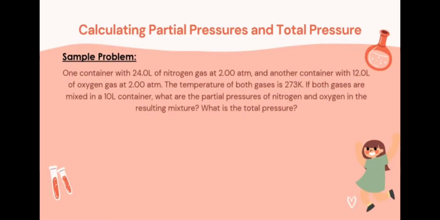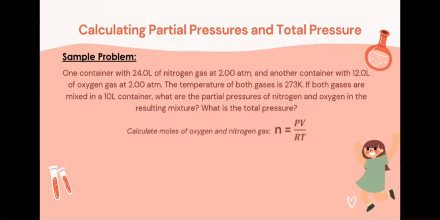One container with 24 liters of nitrogen gas at 2 atm and another container with 12 liters of oxygen gas at 2 atm. The temperature of both gases is 273 Kelvin. If both gases are mixed in a 10-liter container, what are the partial pressures of nitrogen and oxygen in the resulting mixture, and what is the total pressure? We are first asked to find the partial pressures of nitrogen and oxygen.